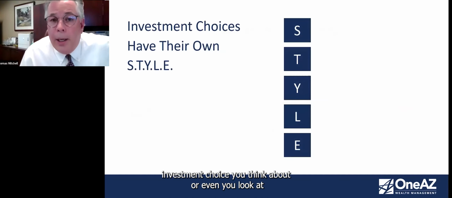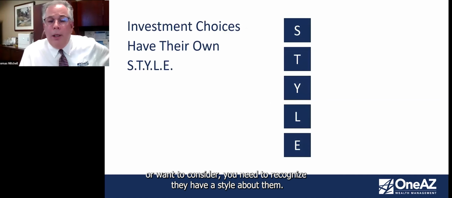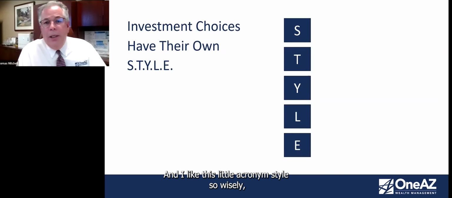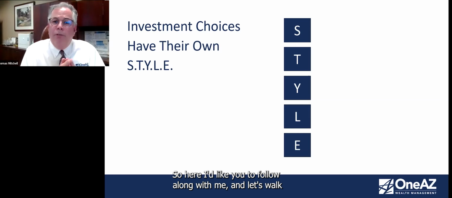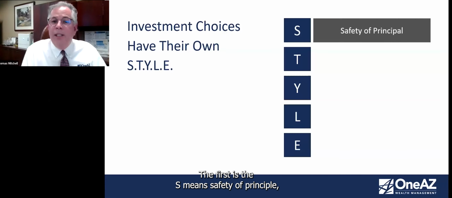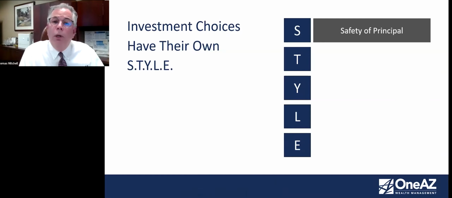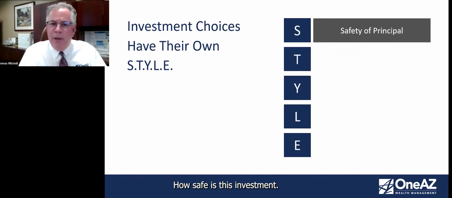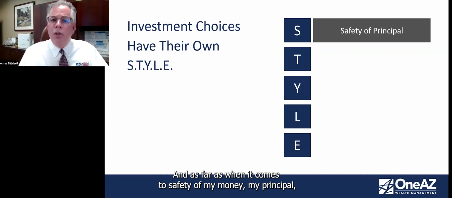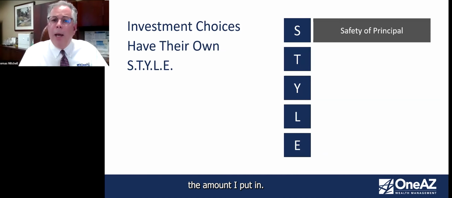Every investment choice you think about, or look at, or want to consider, you need to recognize has a style about it. And I like this little acronym, STYLE, S-T-Y-L-E. Every investment has its own style. So follow along with me, and let's walk through these five letters and see what they mean. The S means safety of principal, making sure you understand how safe this investment is. When it comes to the safety of my money, my principal, the amount I put in, how risky is it of me losing any of it or all of it? Making sure you understand that.